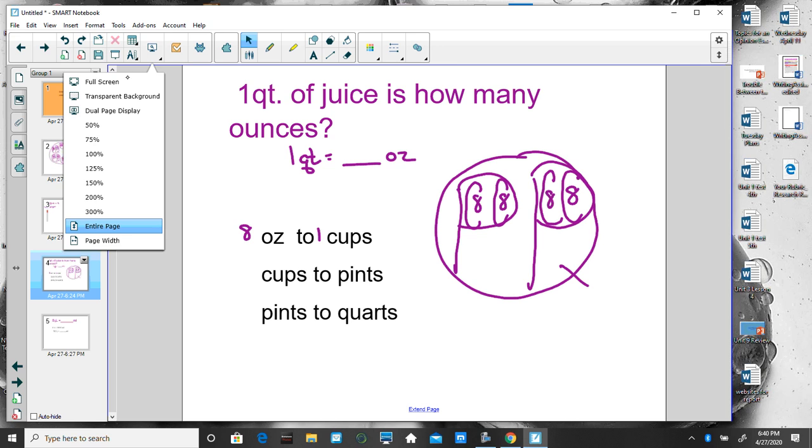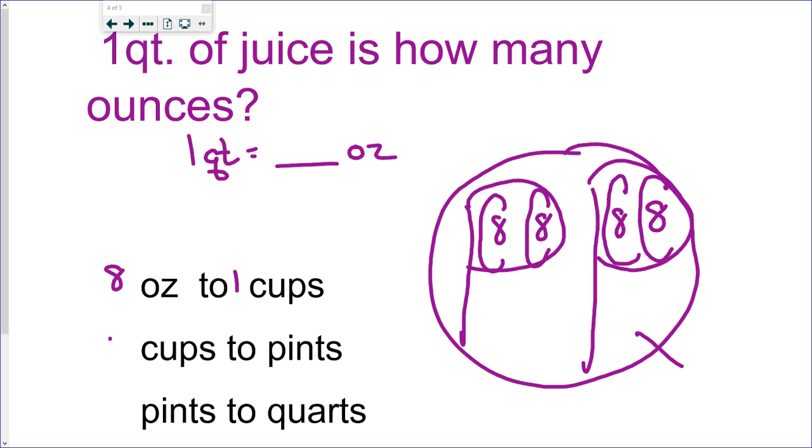So we have 2 cups to equal 1 pint. And we have 2 pints to equal 1 quart. So when I look at that, that would mean that if I had 1 quart of juice, 2 pints. Okay, if I have 2 pints, then I double this and I get 4 cups. 4 cups here, I have to double that. I have 8 of them, so 4 cups times the 8 is going to give me the answer I need.